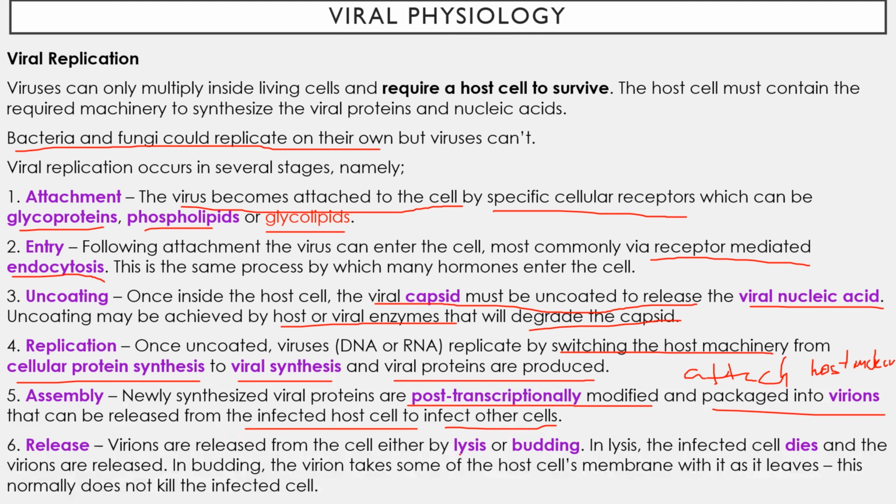Virions are released from the cell either by lysis or budding, class. In lysis, the infected cell dies and the virions are released. In budding, the virions take some of the host cell's membrane with them as they leave. This normally does not kill the infected cell. Most of the time, class, the mode of release of viruses is via lysis. That's why when you have a viral disease, you would suffer from inflammation due to the destruction of your cells.